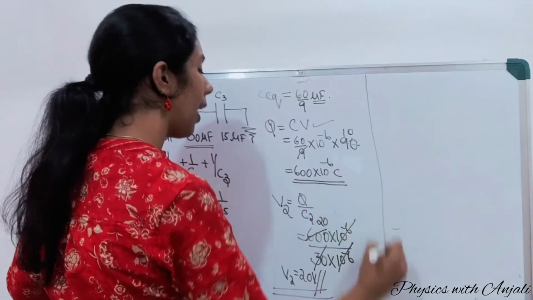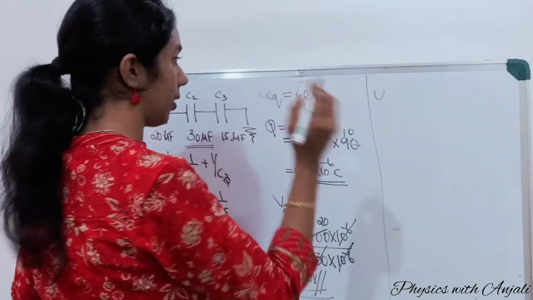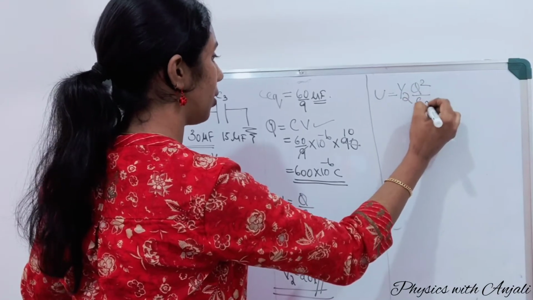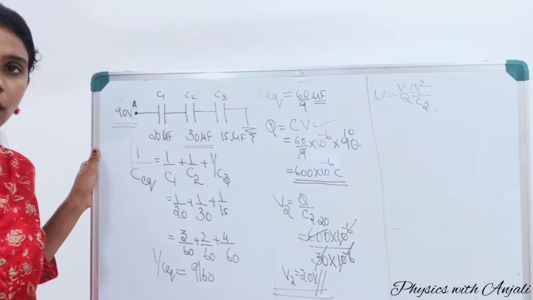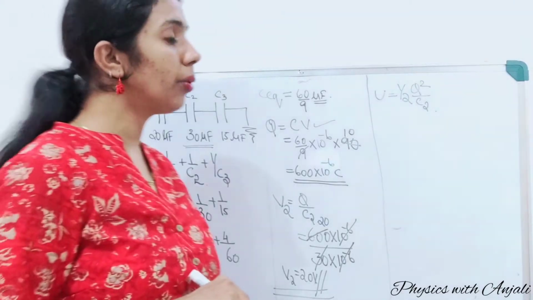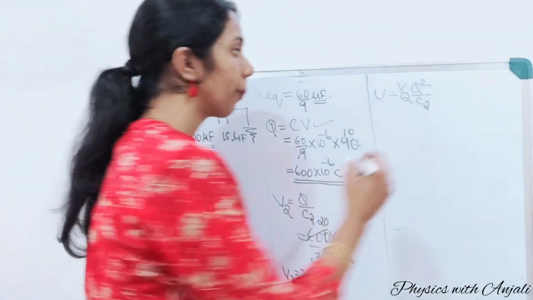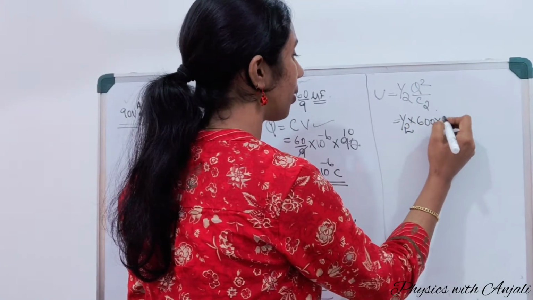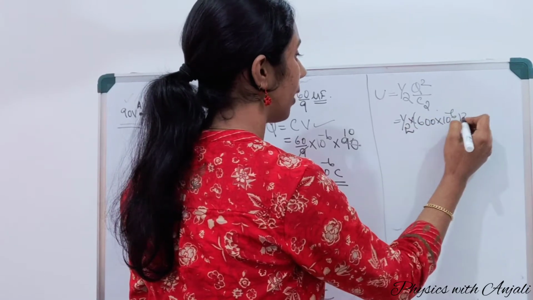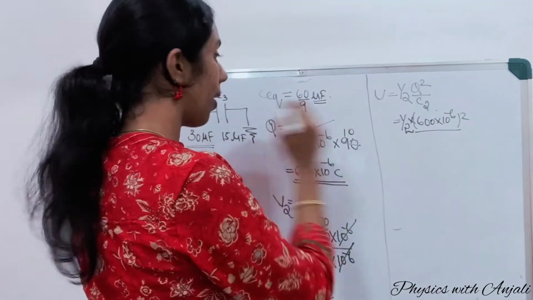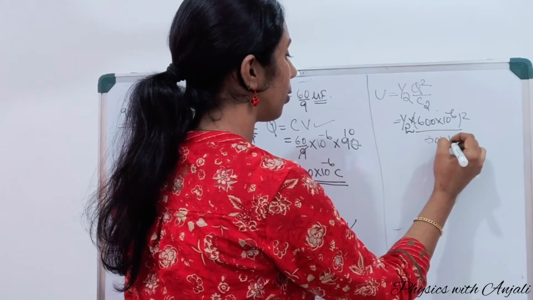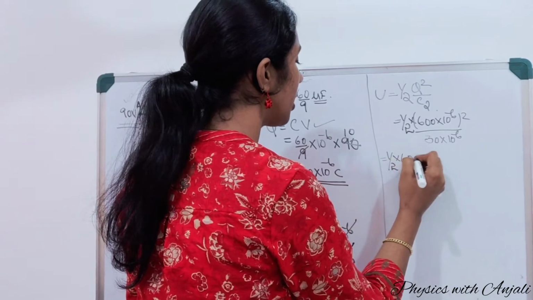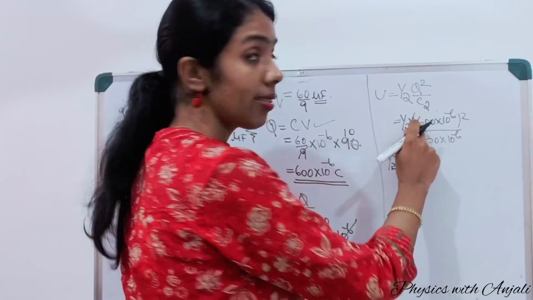Now, we have to find the energy stored in C2. The equation for energy is half Q square divided by C2. We are going to find the energy stored in the second capacitor. So U is equal to half Q square by C2, which is half into 600 into 10 raised to minus 6 the whole square, divided by C2, which is 30 microfarad, that is 30 into 10 raised to minus 6. Or the equation becomes half into 600 into 600, because there is 600 square.